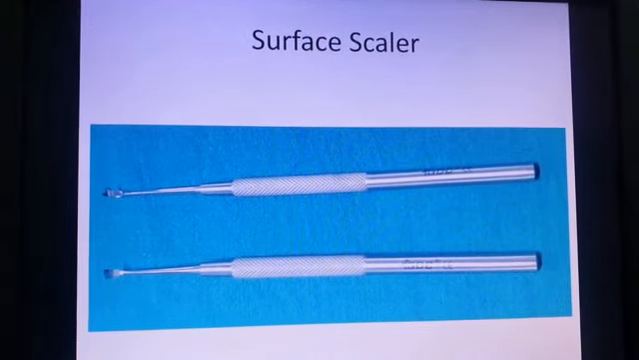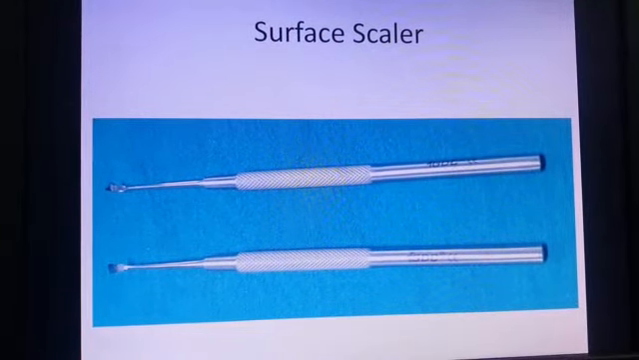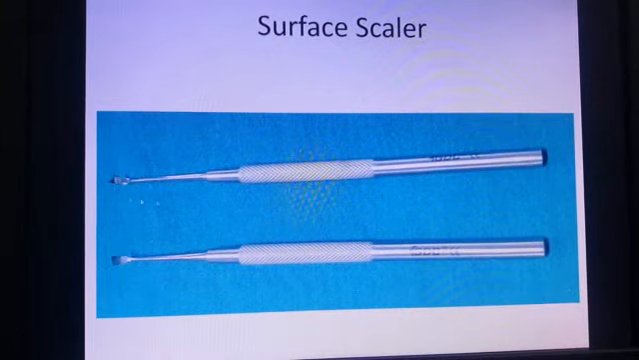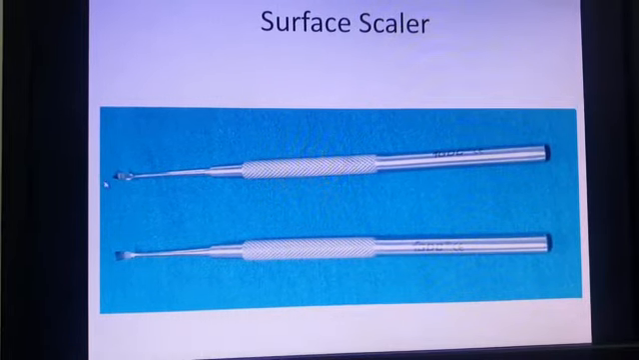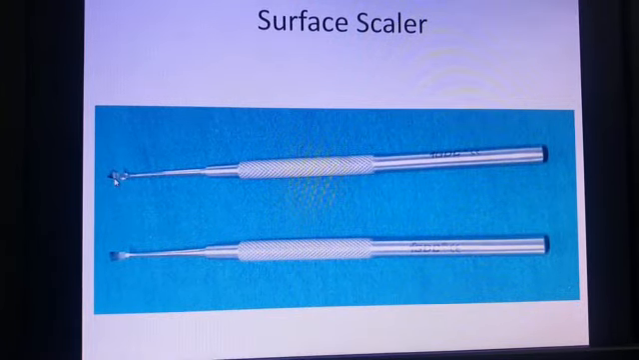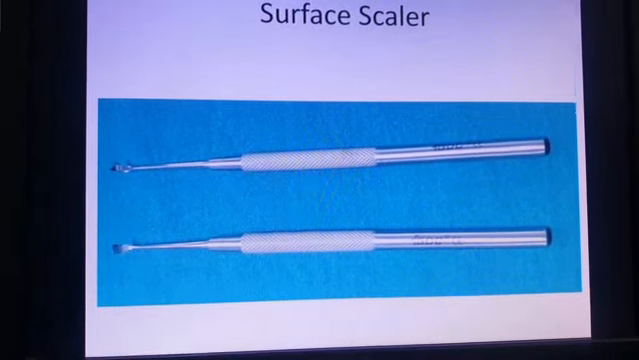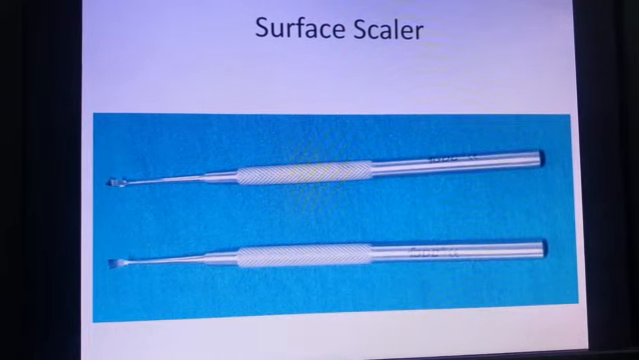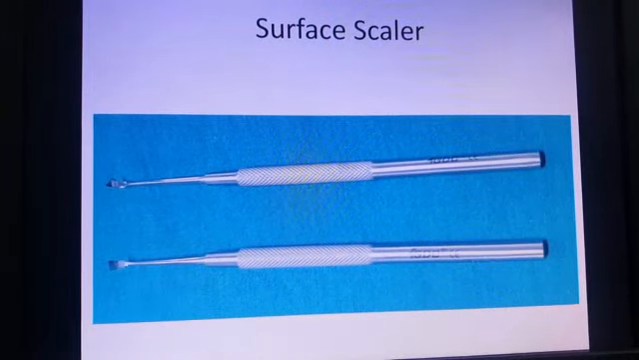The next instrument is the surface scaler. The surface scaler has 2 flat surfaces. Here you can see these instruments are available either single ended or double ended. Here you can see the working end. The working end has an extended end which always goes into the interproximal area while doing the scaling. This instrument is used parallel to the long axis of the teeth with a pulling stroke. It is mainly used on flat surfaces of the anterior teeth to remove stains and calculus.